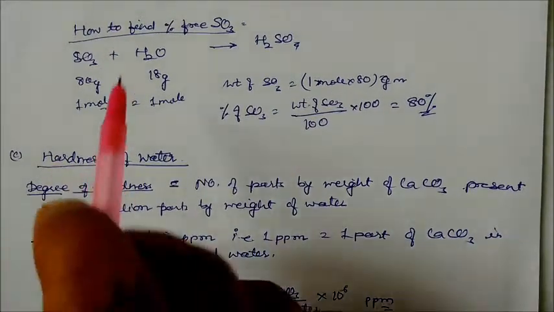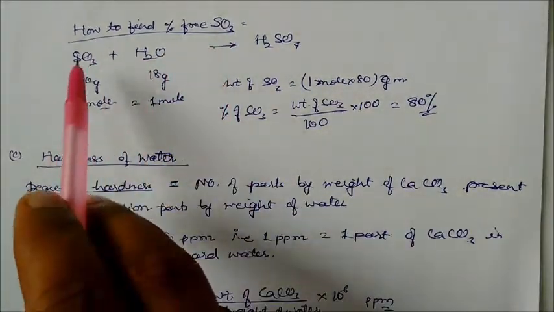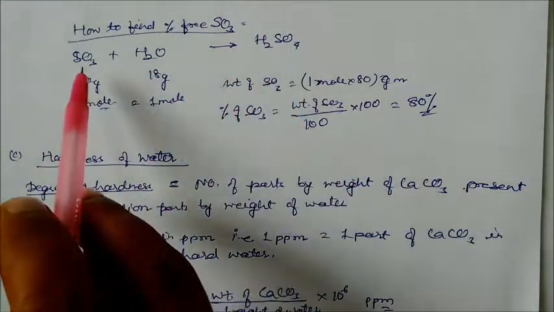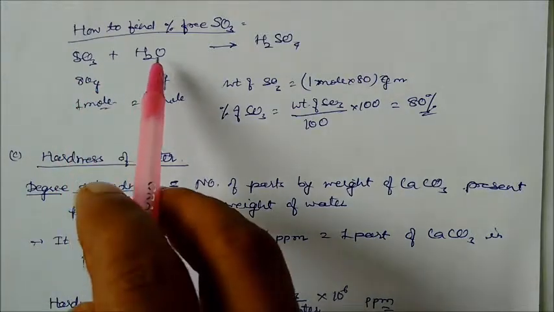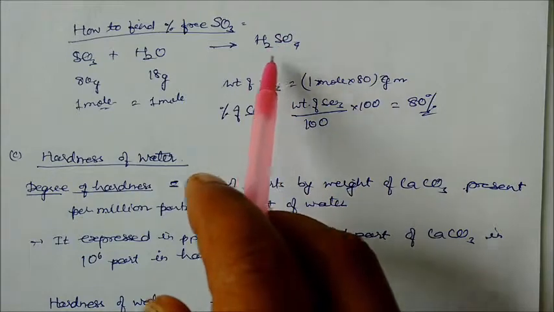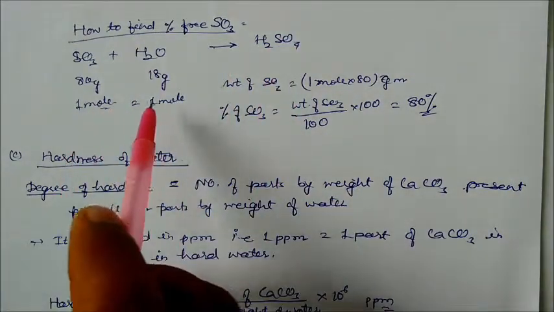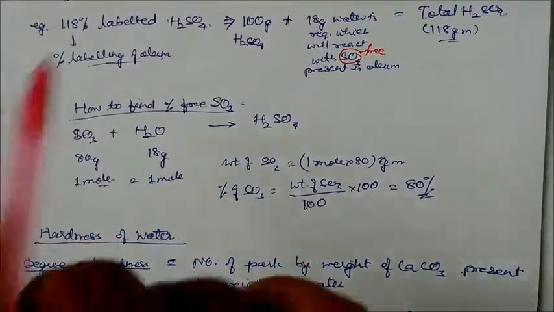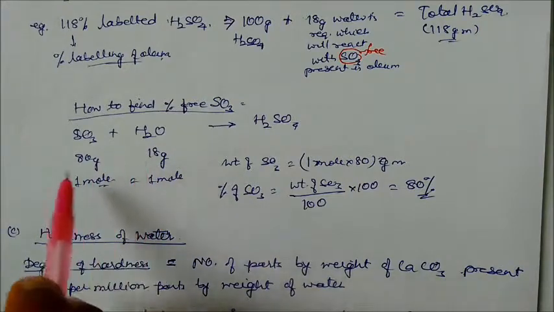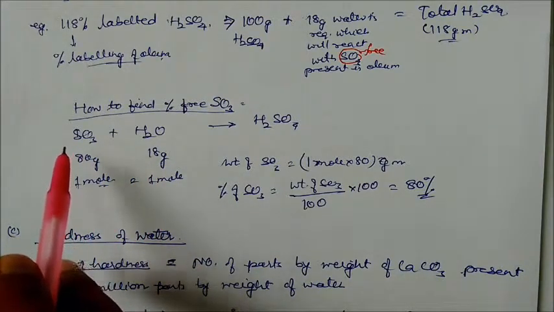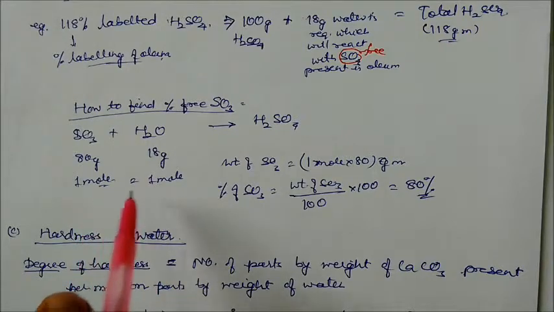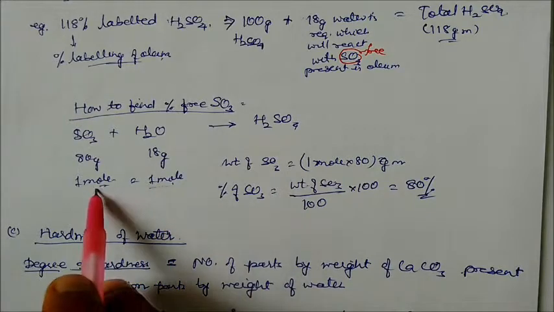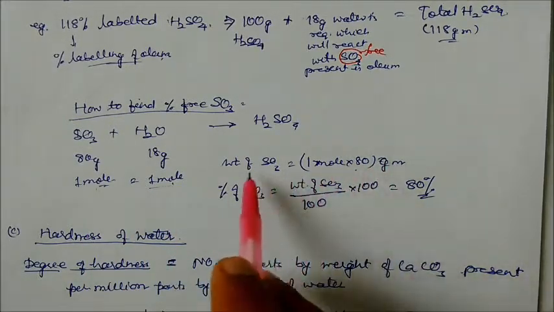So how do we find the percentage of free SO3? We know water will react with the free SO3 and convert it to H2SO4. The molar mass of SO3 is 80 gram, and the molar mass of H2O is 18. They react and give 98 gram of H2SO4, so 1 mole here and 1 mole there. We have already seen that in 118% oleum there are 18 gram of water to add. For 18 gram, which is 1 mole of water, we require 1 mole of SO3. So we find the weight of SO3: 1 mole into 80 grams gives the weight of SO3.